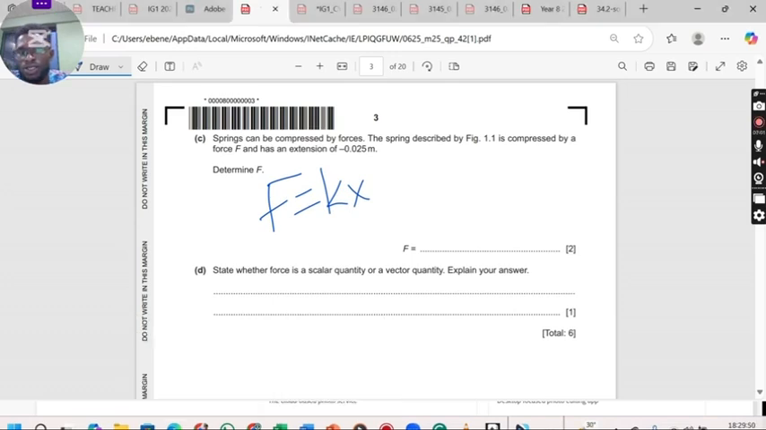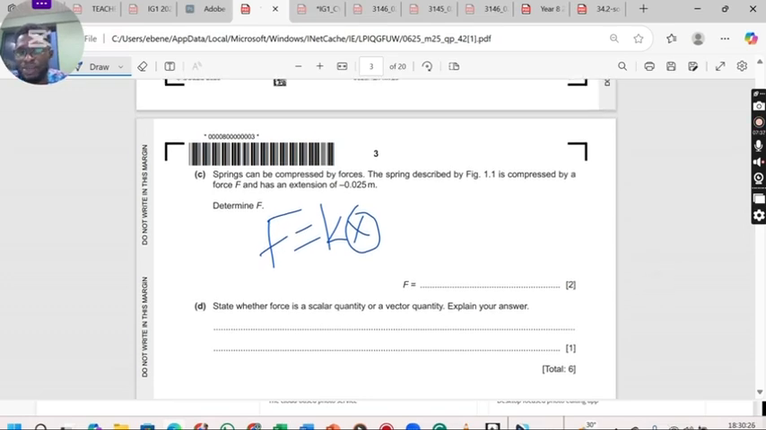Since the formula will not change, the only thing that is changing over here is the x. And remember, for Hooke's law, we said that the relationship is between the force or the load and the extension, and the relationship is that they are directly proportional. So since the extension is negative 0.025 meters, we should expect a different force from the original values that they gave to us.